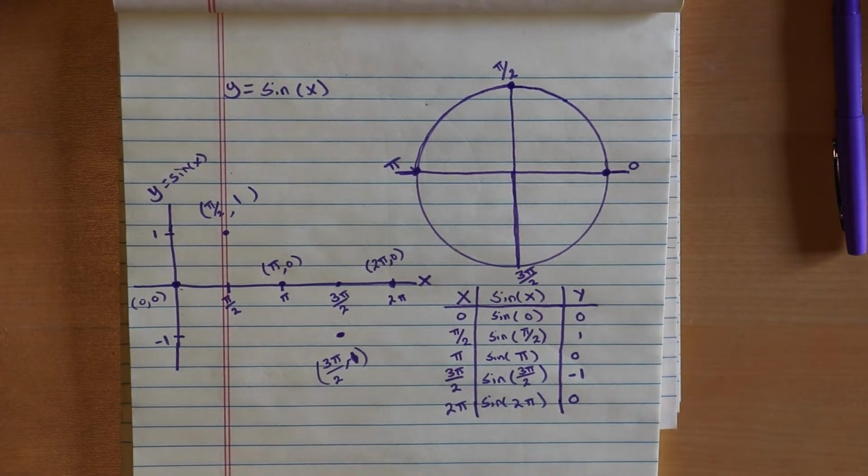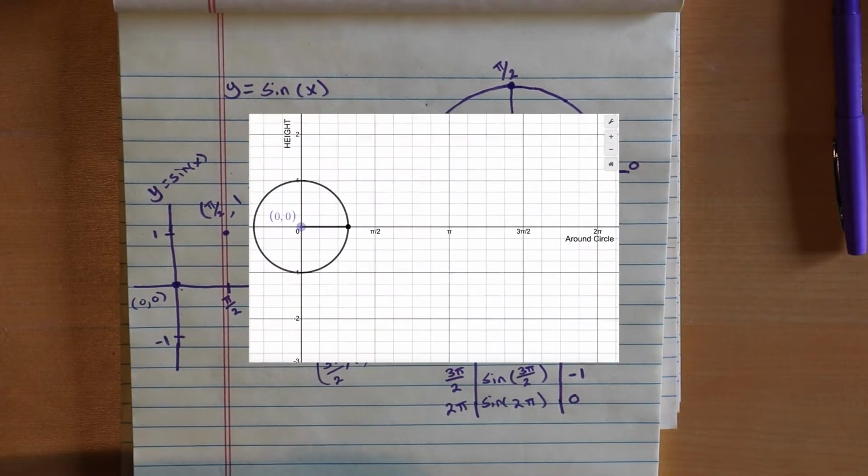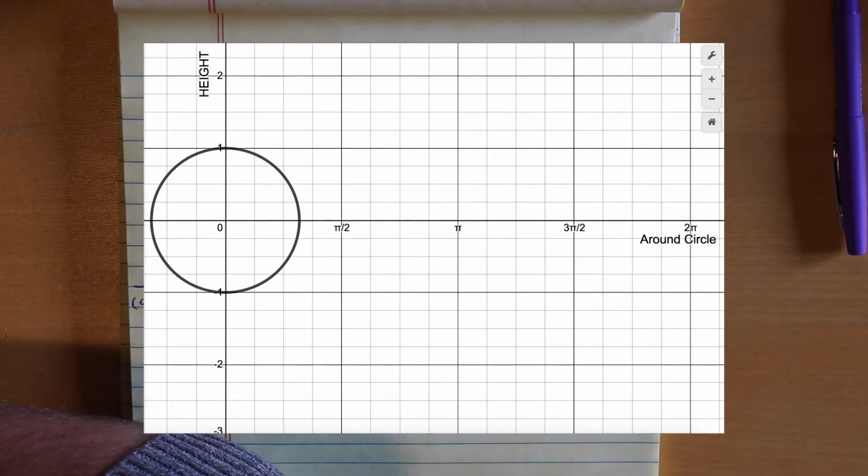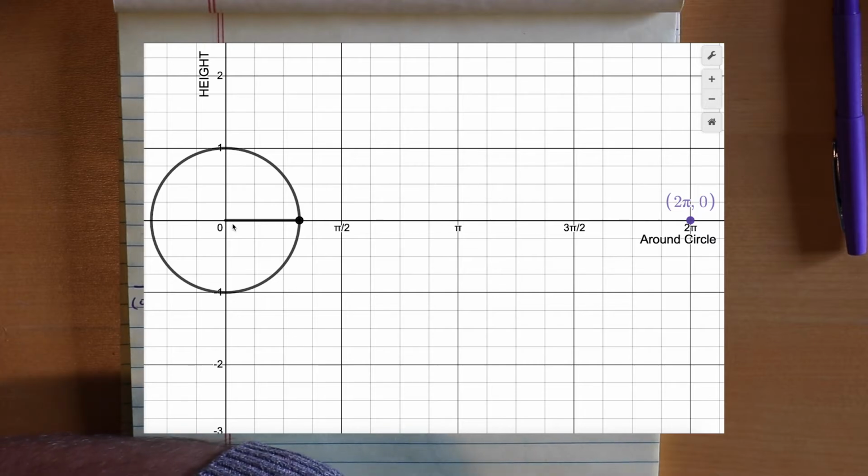So I'm going to go over here to my Desmos really quick, to make sure I'm doing this okay. Let's start with pi over 2 first, just to show you what you're going to be seeing. At pi over 2, notice here we have the top half of the circle, and then we have this coordinate, half of pi and 1. If I go to pi, this is just plotting the circle as we rotate around and the height as we go around. And then we also said that at 3 halves of pi, it's down at -1, and at 2 pi, it's back to 0.